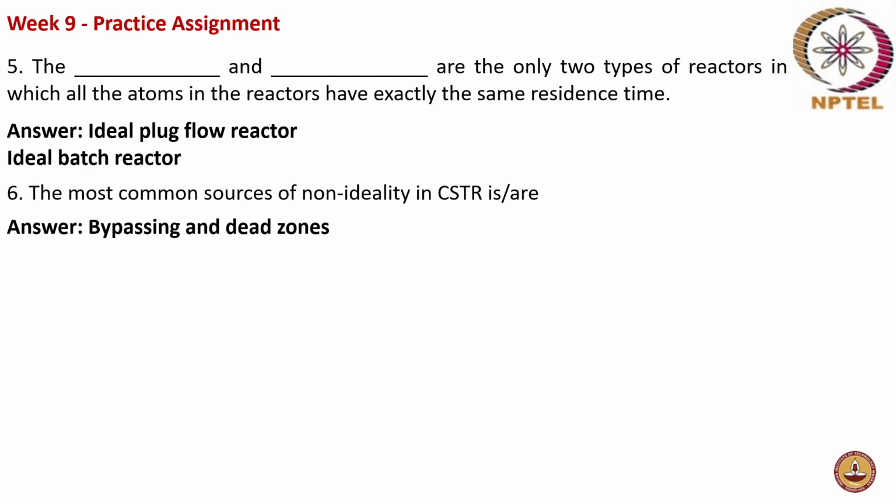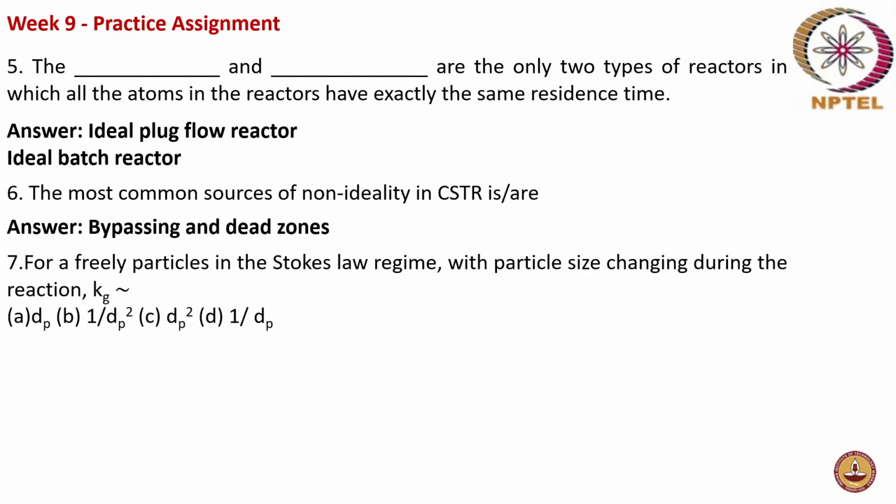Whereas there are dead zones also in the CSTR which don't get mixed. It may be in the corner or in the bottom of the vessel, which does not participate in the reaction, and they stay in the reactor for a long time. So in the case of CSTR, these two actually cause non-ideality, which makes it so that all the atoms do not have the same residence time. There may be particles which pass out of the reactor very soon, and there may be a portion of reactants which stay in the reactor for a very long time. So these cause non-ideality in the case of CSTR.